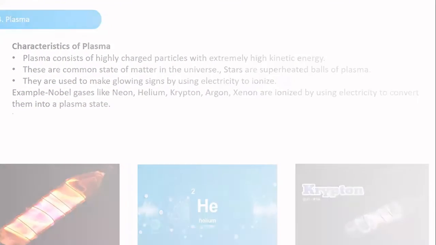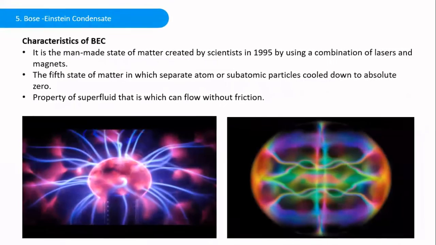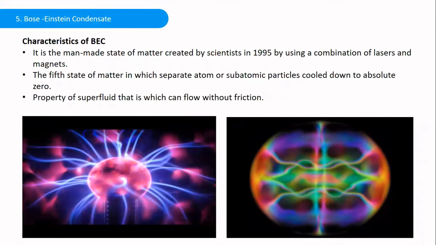Now, the last or fifth state of matter is Bose-Einstein condensate, which can also be called BEC. It is a man-made state of matter. It is not a natural one. It was created by scientists in 1995 using a combination of lasers and magnets. Sometimes it is seen like a crystal, sometimes like ionized balls of gases or colorful balls of gases.